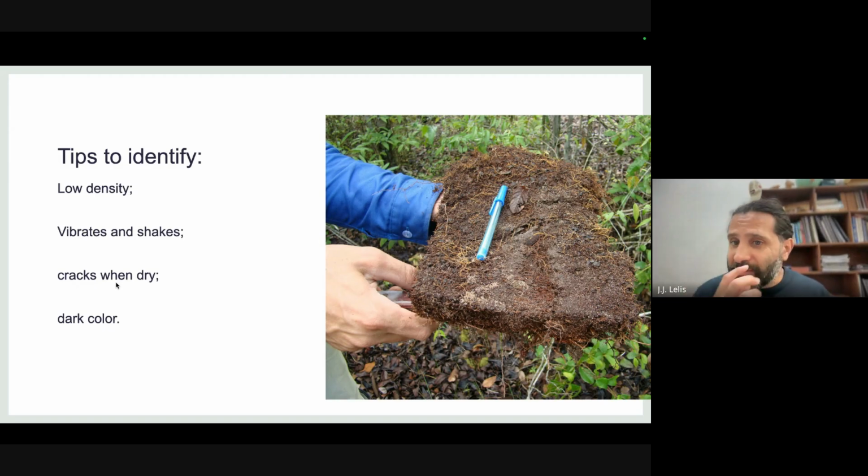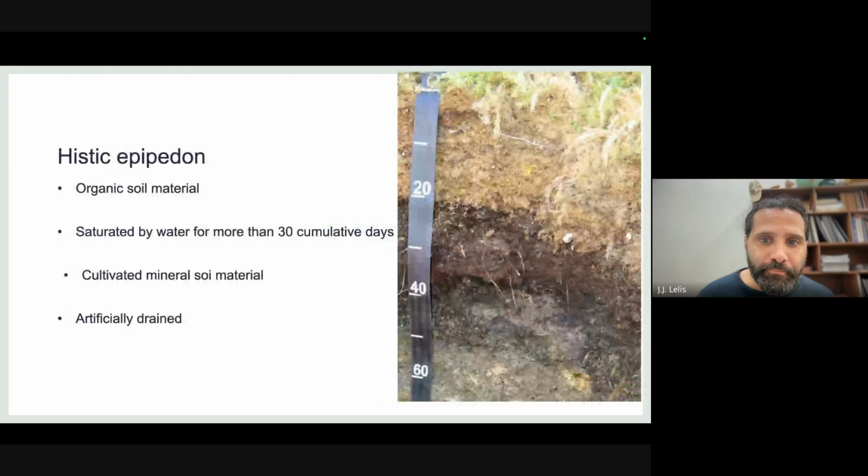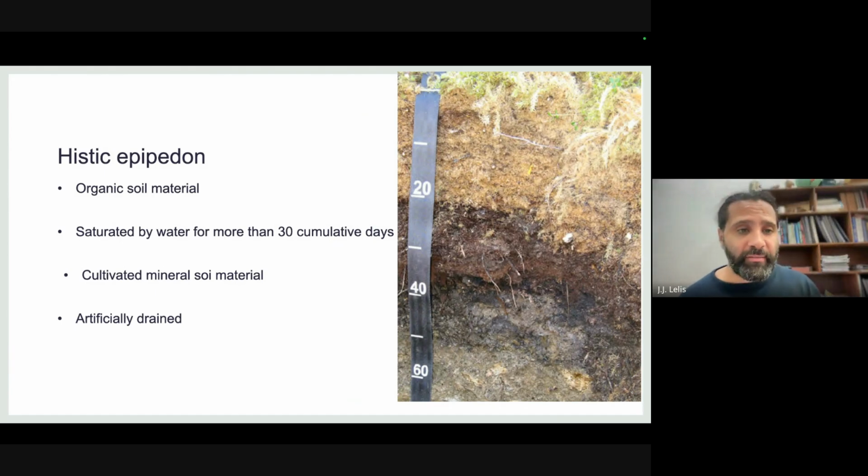So we have some tips to identify this kind of diagnostic horizon in the field, but only after the lab analysis that measures the organic carbon content. Yes, you can be sure that we are talking about a folistic horizon. Okay. Let's see the last diagnostic horizon for today, the histic horizon.